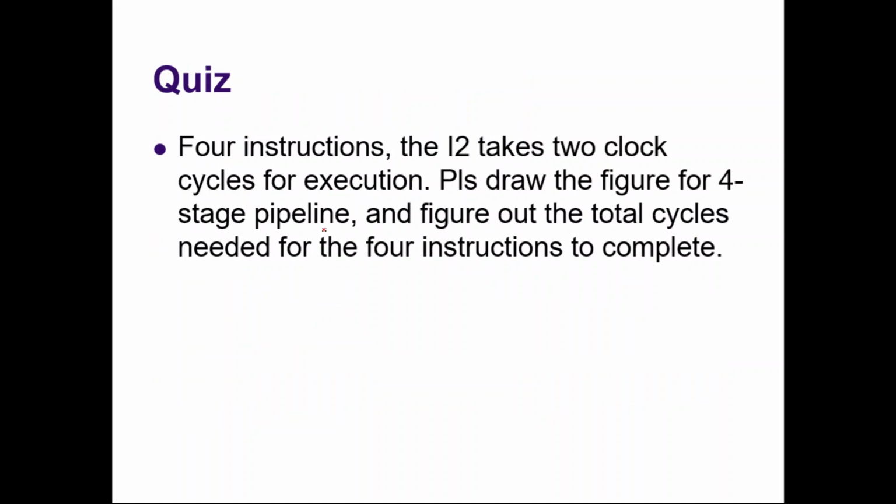You can try to draw a pipeline diagram for this particular question. Consider there are four instructions. Instruction 2 takes 2 clock cycles for execution. For this, draw the 4-stage pipeline and figure out the total cycles needed for the 4 instructions to complete. So instruction 2 is delayed by 2 clock cycles during execution, so there will be some stalls in the later stages. Identify that and draw that pipelining diagram.